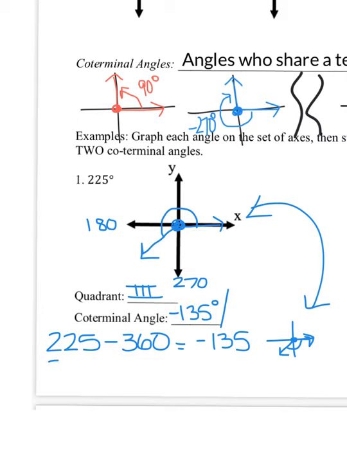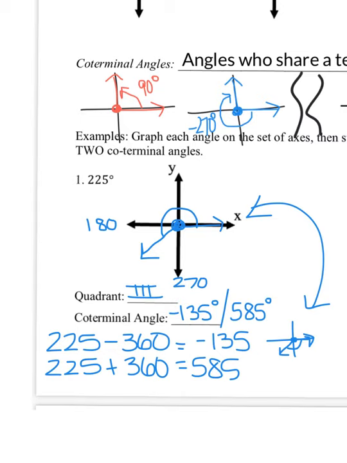And then another coterminal angle would be if I have 225 and I add 360. That gives me 585 degrees. So that's another one. Now for your homework, I'm only asking you for one. So it could be either one of these, or it could be if you keep adding 360 or keep subtracting 360 if you really want to.